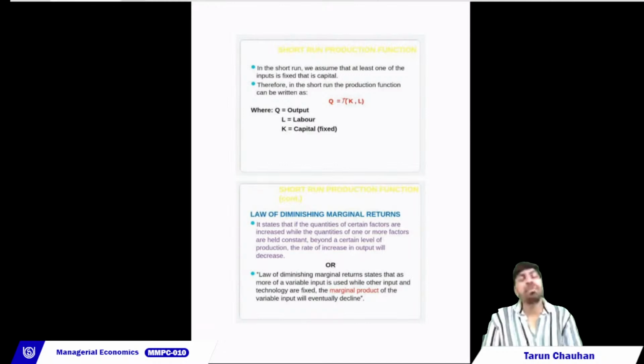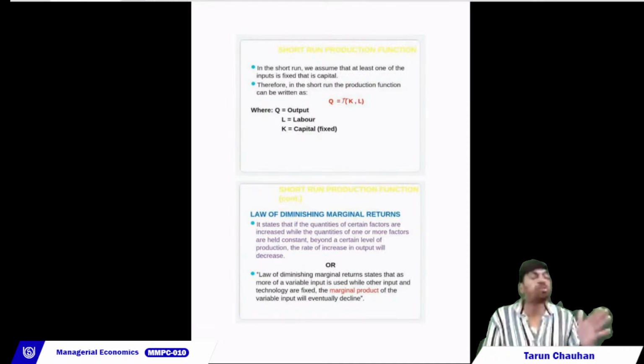Now the most important concept is the law of variable proportion. In other words, it is called the law of diminishing marginal returns. The law states that the quantities of certain factors get increased while the quantities of one or more factors remain constant beyond a certain level of production. It means the amount of output will increase, but at a diminishing rate.